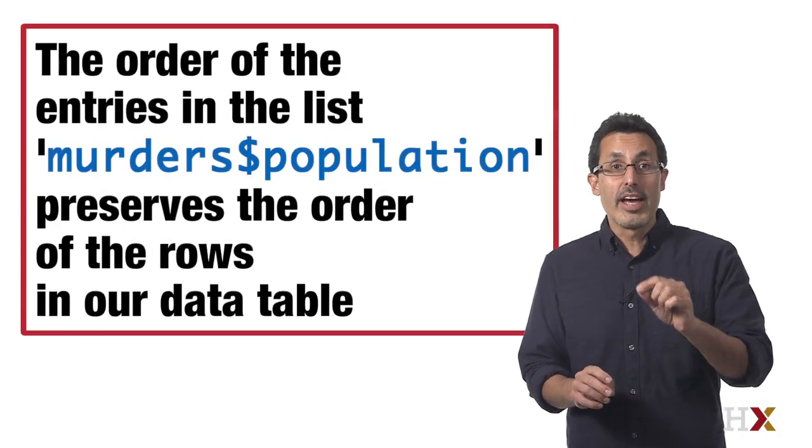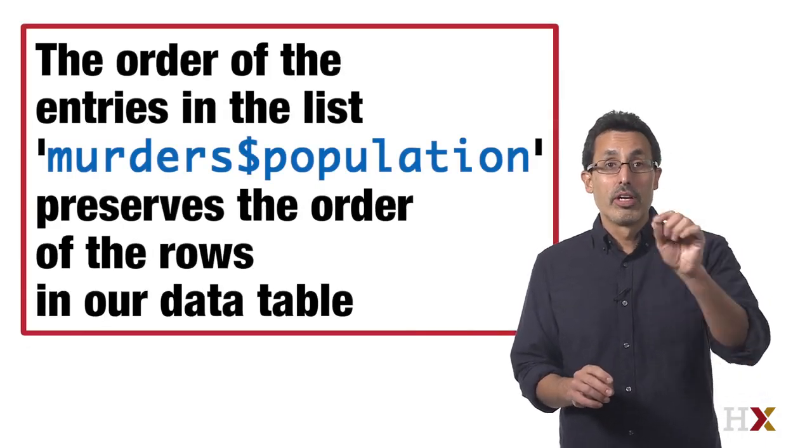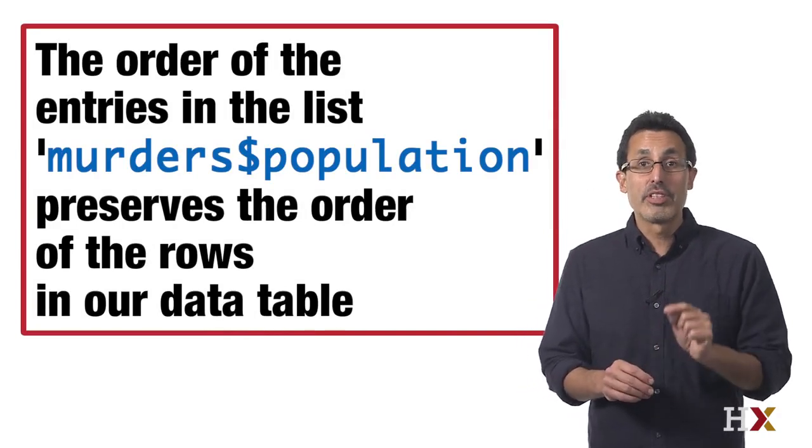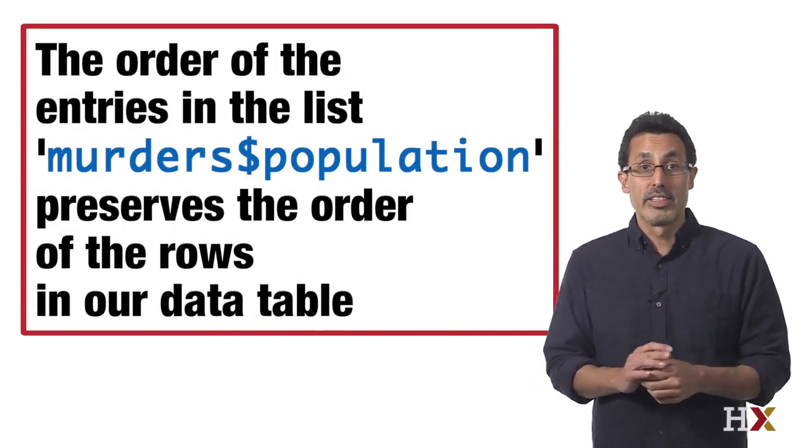It is important to know, for the rest of the analysis we're going to do, that the order of the entries in the murders$population list that we get preserves the order of the rows in our data table. As you will see, this will later permit us to manipulate one variable based on the results of another.